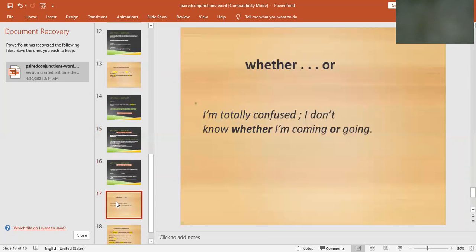Whether or is also a paired conjunction. I am totally confused. I don't know whether I'm going or coming.